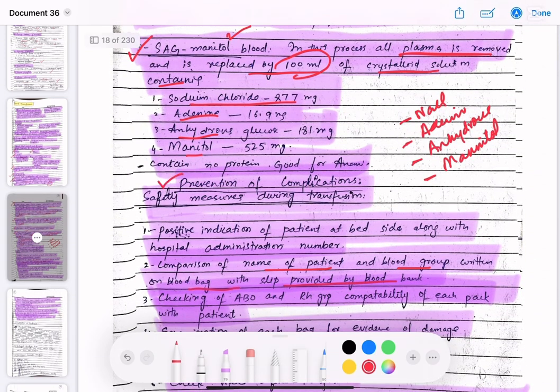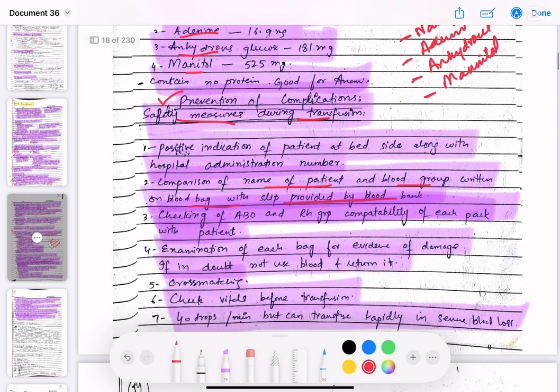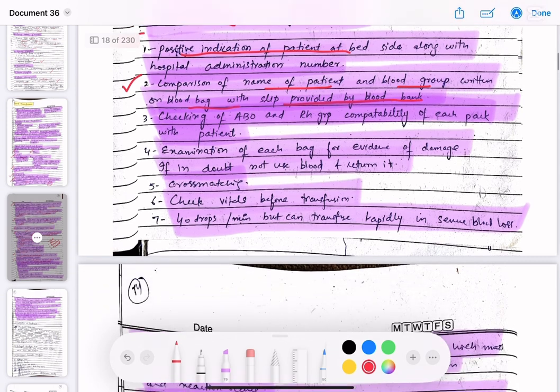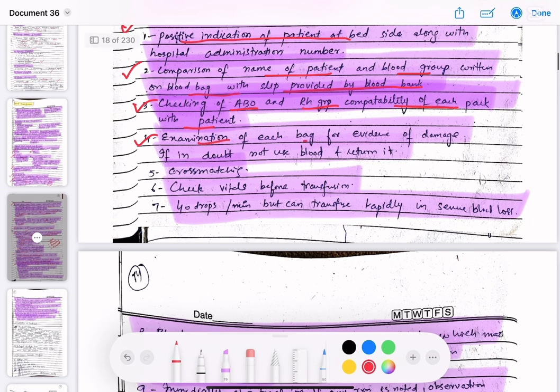First of all, positive identification of the patient at bedside along with the hospital administration number. Then the comparison of the name of the patient and blood group written on the blood bag with the slip provided by the blood bank. Then checking ABO and Rh group compatibility of each pack with the patient. Then examination of each bag for evidence of damage. If any doubt, do not use the blood and return it.